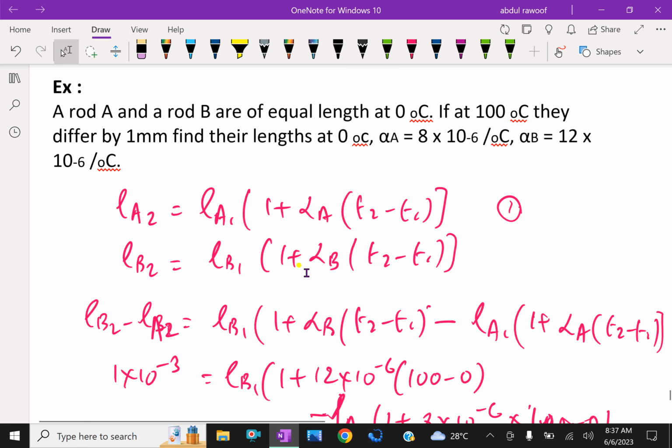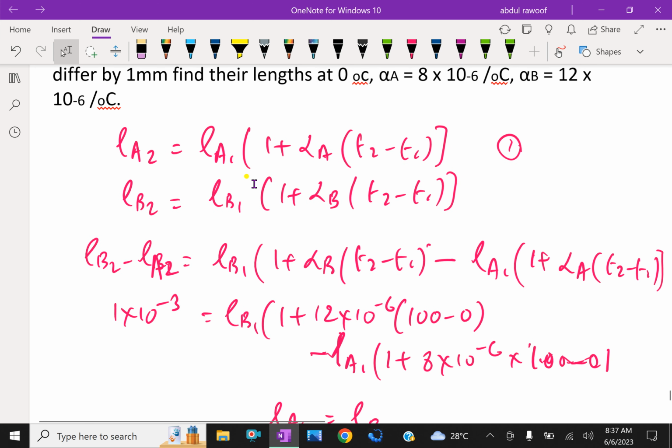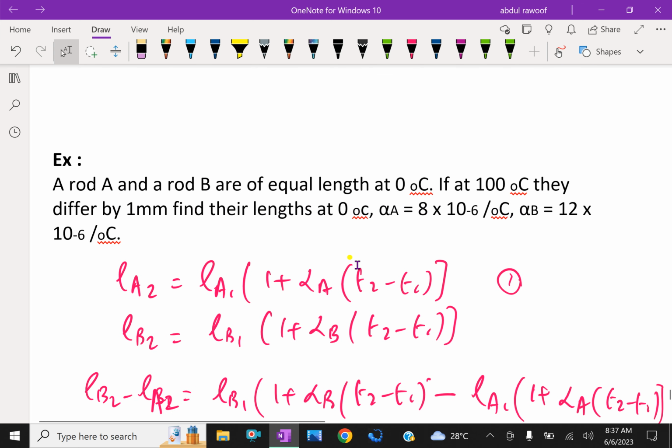We need to find their lengths at 0 degrees Celsius. At 0 degrees Celsius, both rods are the same length, that is 2.5 meter. That is L0.